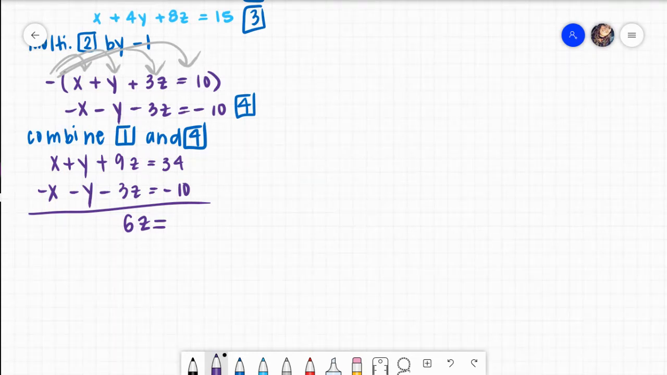And what I have here is 34 and a negative 10. Because those signs are different, what you do is you subtract and you keep the sign of the larger. Now what I would do is solve for z. I would divide both sides by 6, and I would get 4, right? And so that is what I have found to be the value of my z.